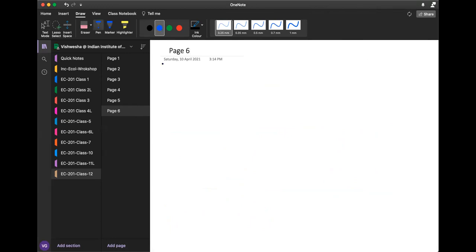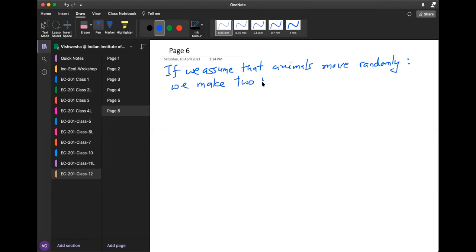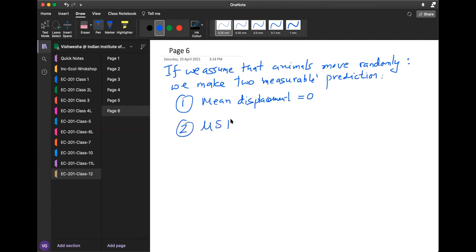So far, what I have found is we assume that animals move randomly, which we know is probably not true, right? What do we make? We make two predictions. They are not just predictions, they're actually measurable predictions, sort of unlike chaos, which is much more difficult to measure. What's the first one? The mean displacement is zero, right? Second one is mean square displacement is proportional to t. Is that right?